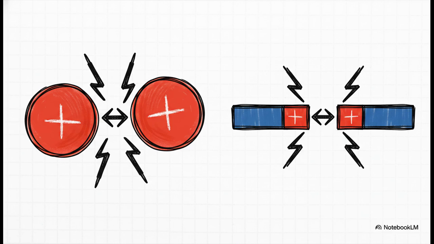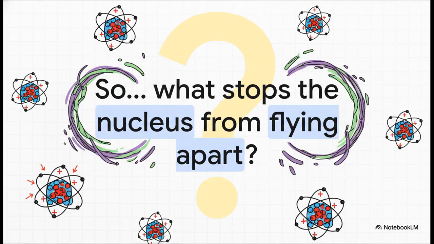Okay, so here's the puzzle for you. The nucleus, remember, is jam-packed with positively charged protons. But wait a minute. We all know from basic physics that like charges repel each other, right? They should be pushing each other apart, violently. Just imagine trying to force the positive ends of two super strong magnets together. It's impossible. So that brings up a massive question, doesn't it?